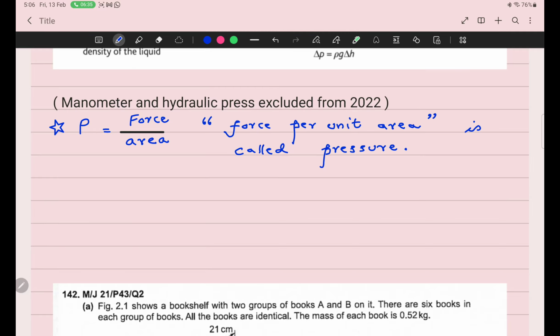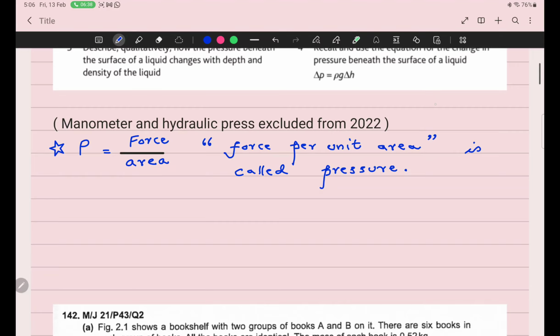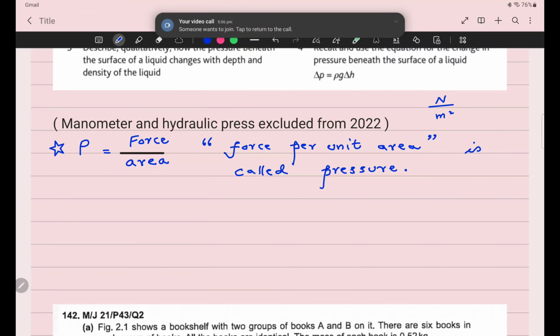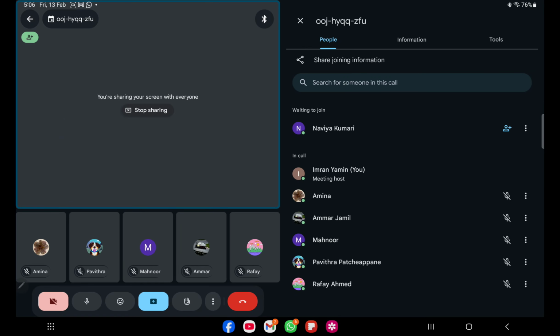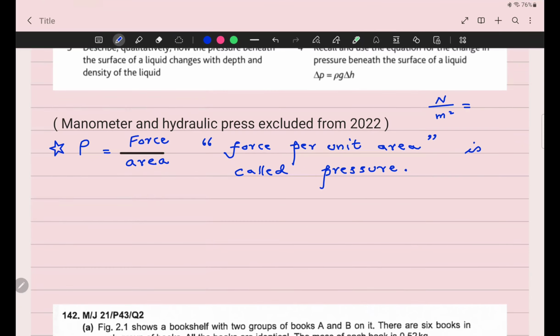Number two, its unit. You know the unit of force is Newton. The unit of area is meter square. Usually we measure pressure in Pascal. If you write Newton per meter square, it is also right, but its standard unit is Pascal. So force per unit area is called pressure, and its unit is either Newton per meter square or Pascal.